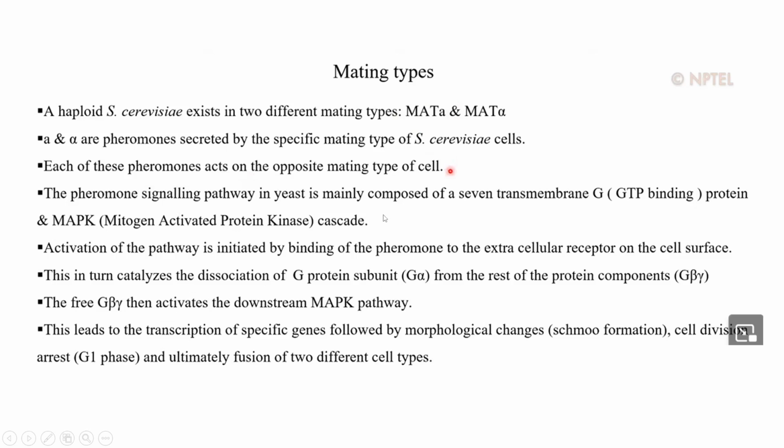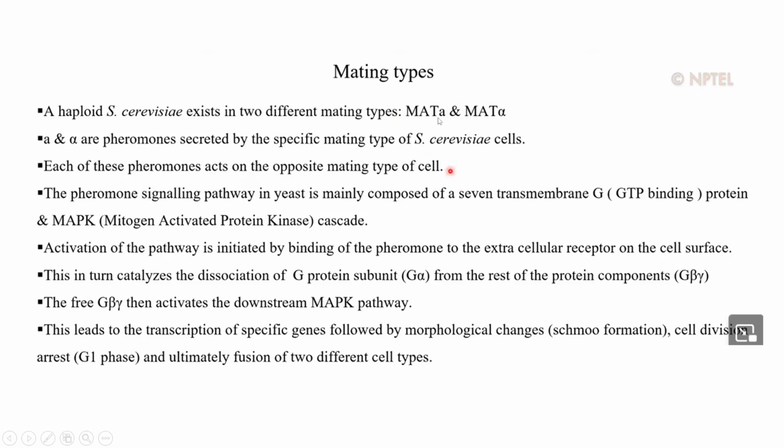So human somatic cells, for example, are diploid only. Okay, the somatic cells, but the germ cells are in haploid condition. But Saccharomyces cerevisiae can be present in the haploid as well as in the diploid state in specific conditions. Okay, and there are these two mating types, MAT A and MAT alpha, and these A and alpha are the pheromones secreted by the specific mating type of the Saccharomyces cerevisiae cells. So these A and alpha are actually the pheromones.